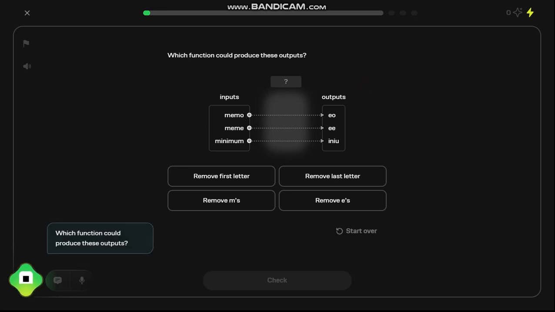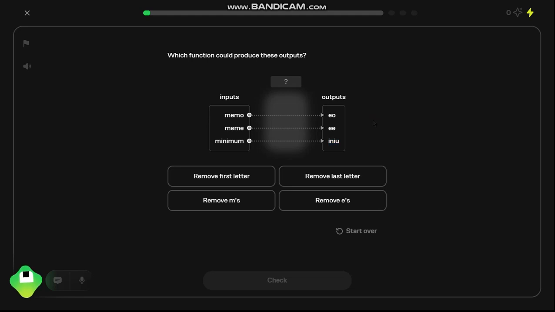Which function could produce these outputs? Memo, meme, minimum, mum, mommy. Okay. Input memo goes to output EO. Input meme goes to output EE. And input minimum goes to output ENU.